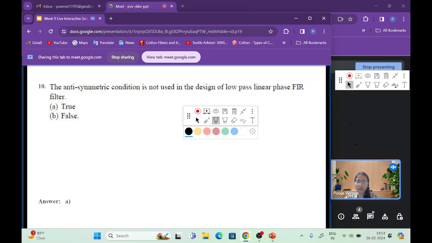So moving to the next question: the antisymmetric condition is not used in the design of a low pass linear phase FIR filter. True or false? It is true. The antisymmetric condition is not used for designing a low-pass linear phase FIR filter. The correct option is A.